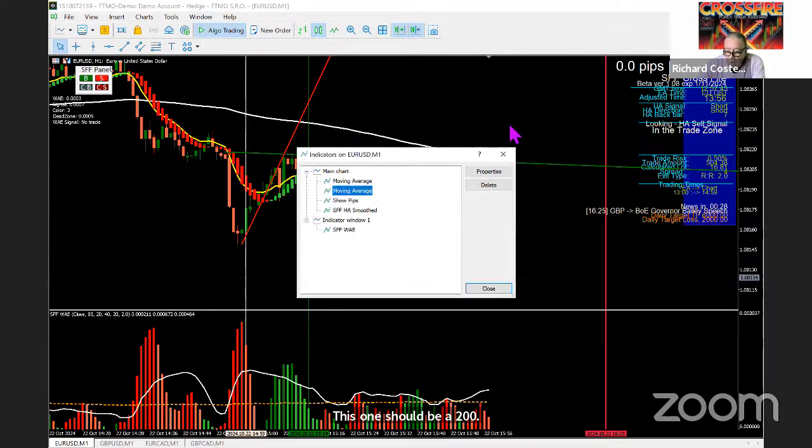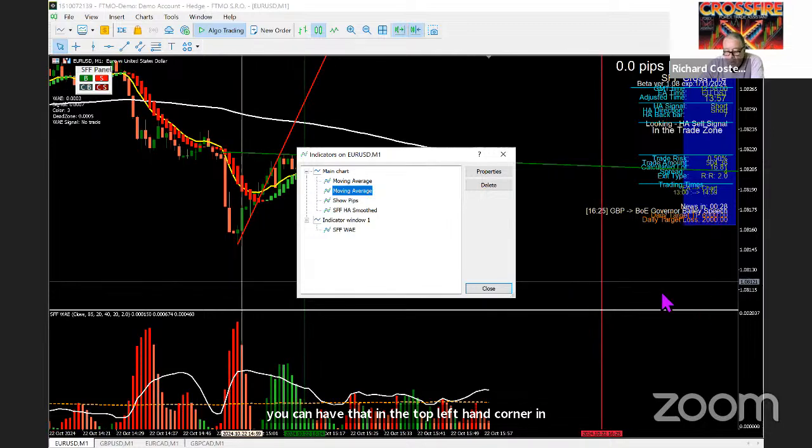Show pips is this, where it's on 0 pips at the minute and it's showing the spread and doing the countdown to the end of the candle. You can have that in the top left-hand corner, in the bottom left, or in the bottom right, or you can just ignore it altogether and not have it.